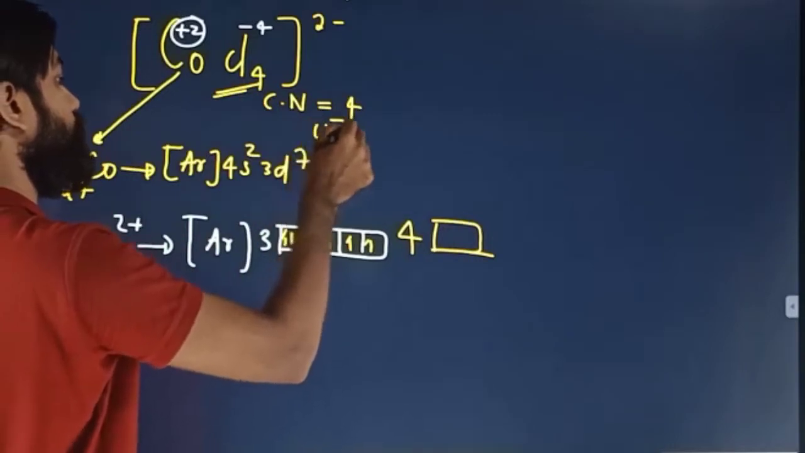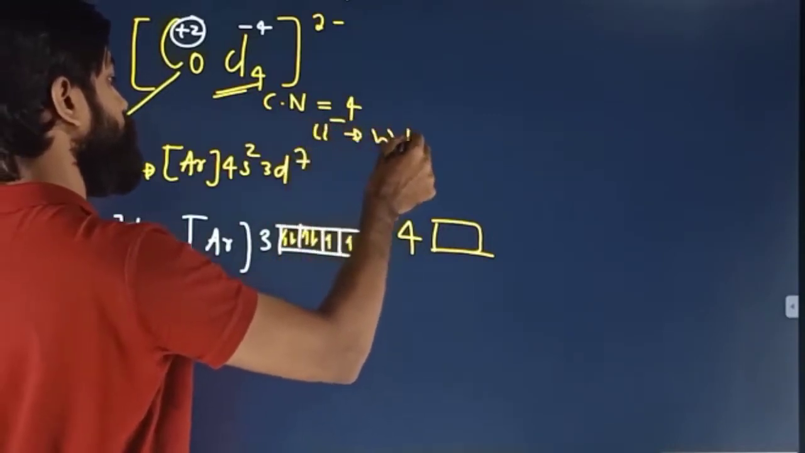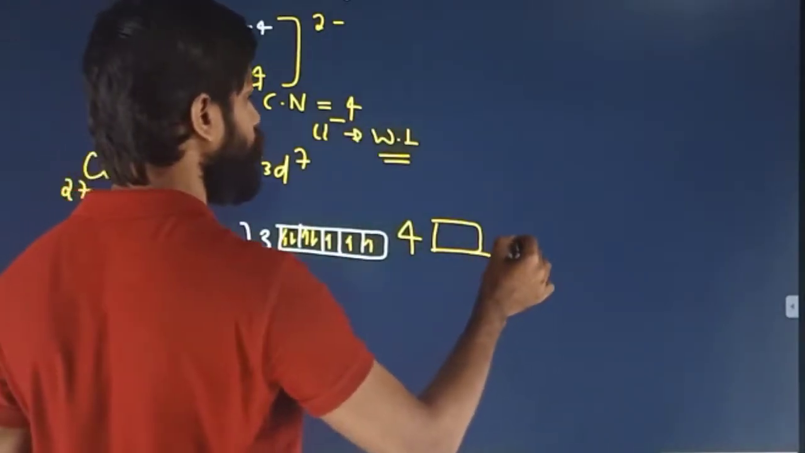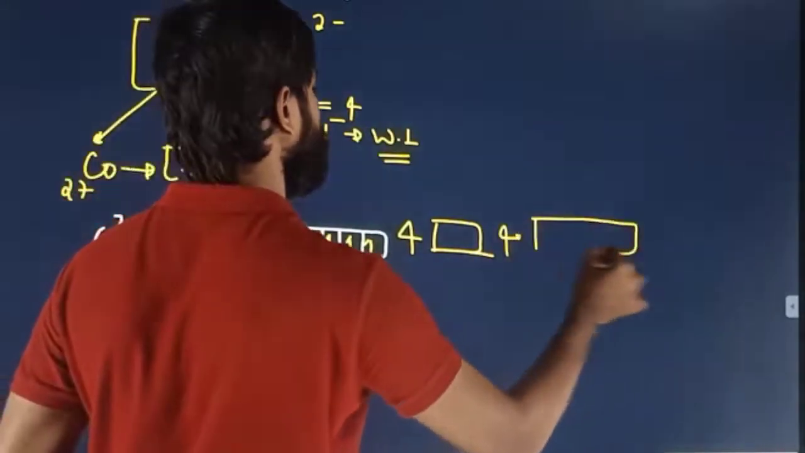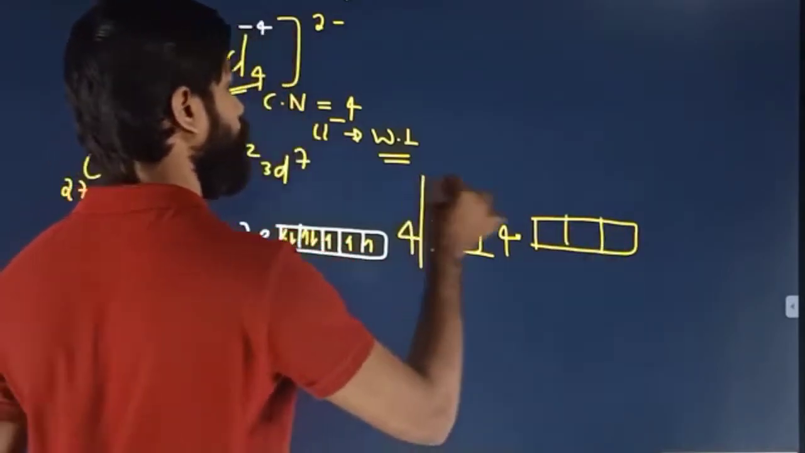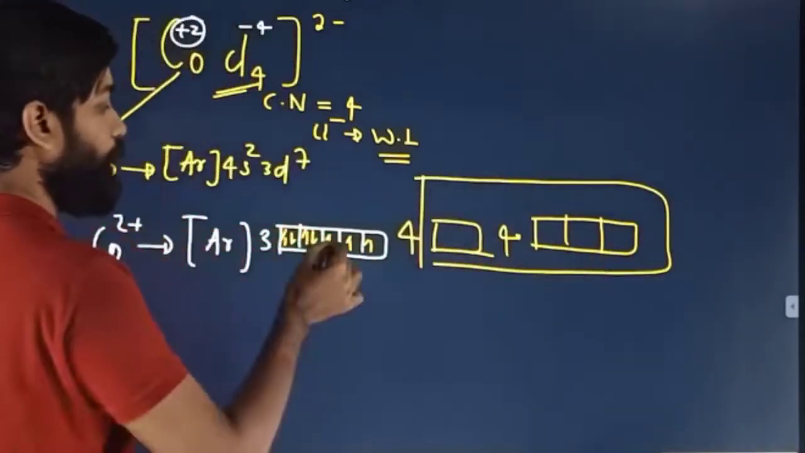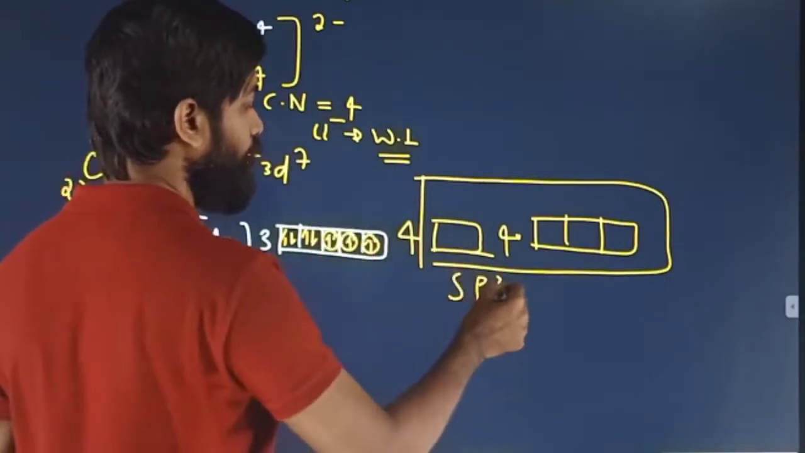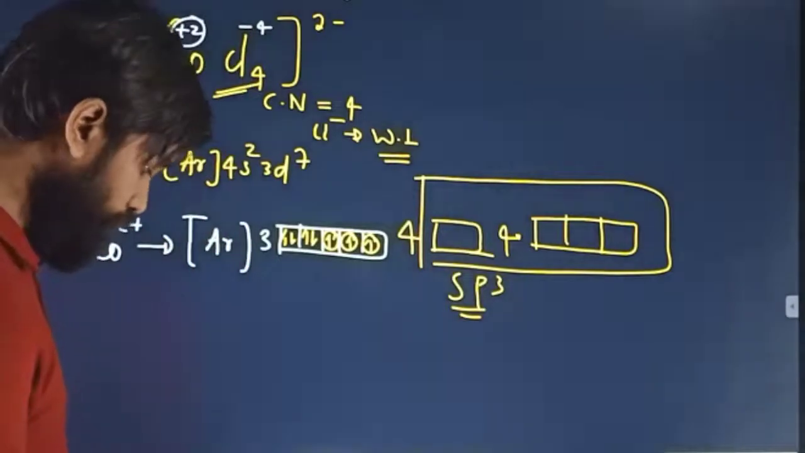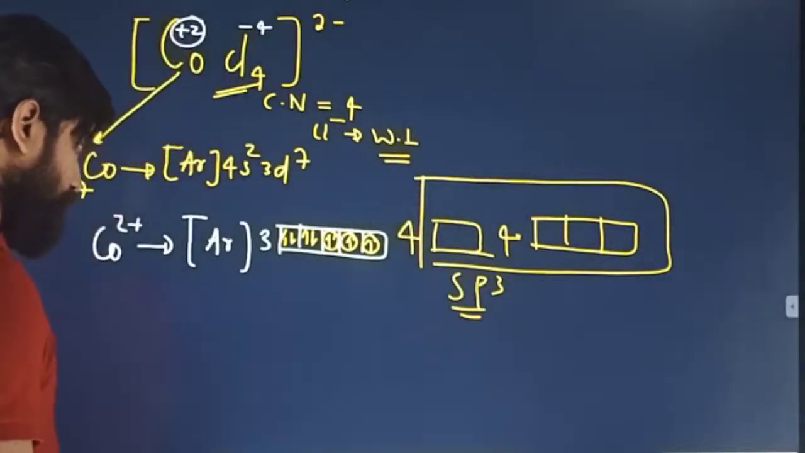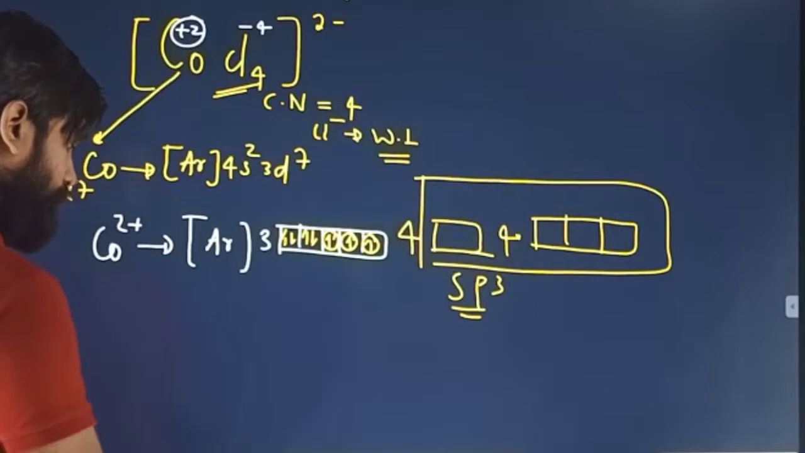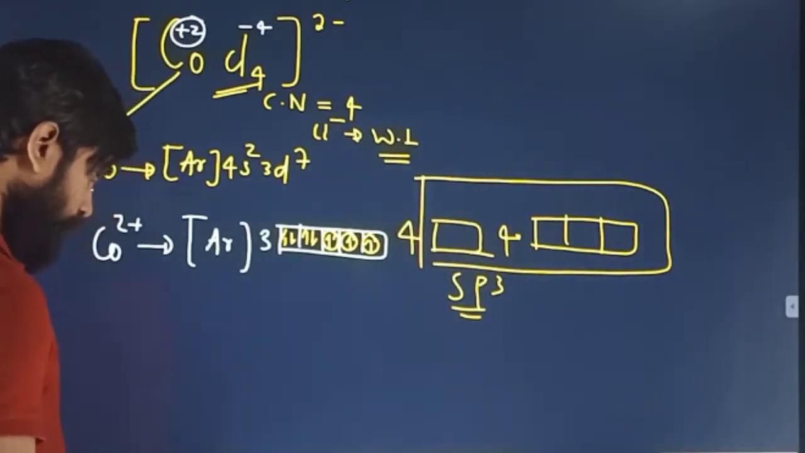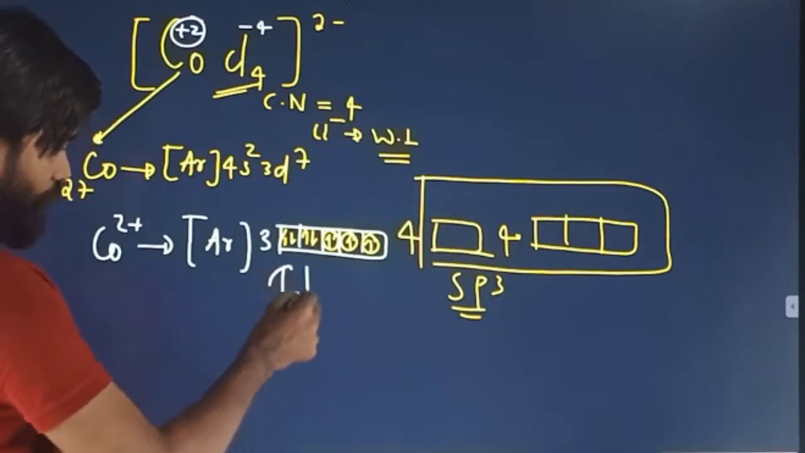But Cl minus is a weak ligand. Since Cl minus is a weak ligand, it can't pair the electrons, right? So it simply uses the outer orbital to form sp3 hybridization. And what about the unpaired electrons here? With sp3 hybridization, the geometry is tetrahedral.